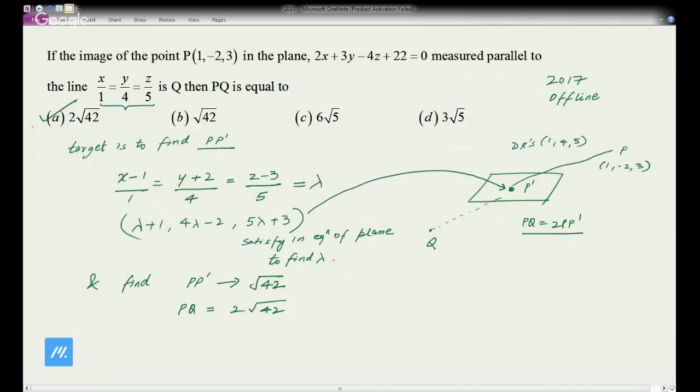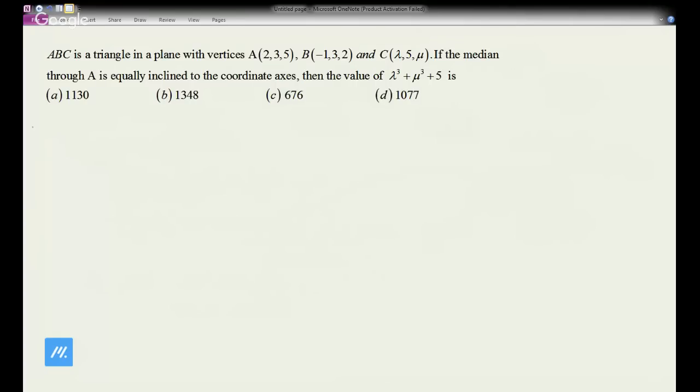Okay, let's move to the next problem. So this is the median problem here. Let's see this particular problem. It's a 2016 problem. Let's see how we are going to solve this. This came in 2016, online paper 2. Sorry, my bad, sorry for the typing errors here.